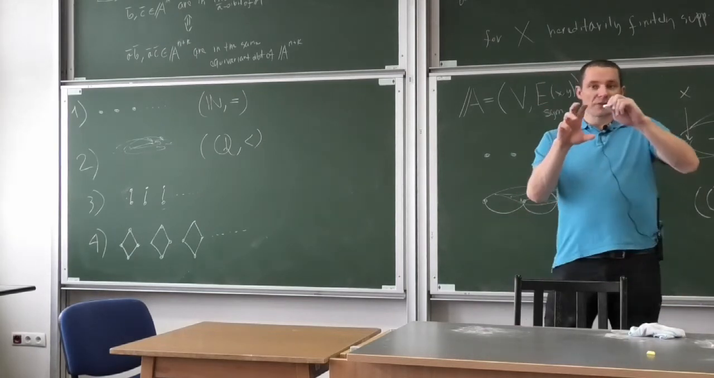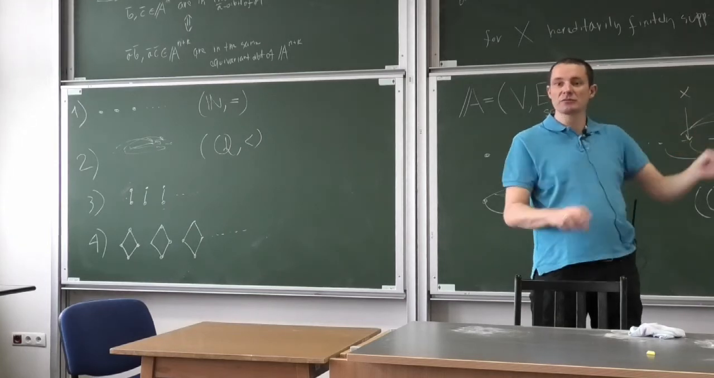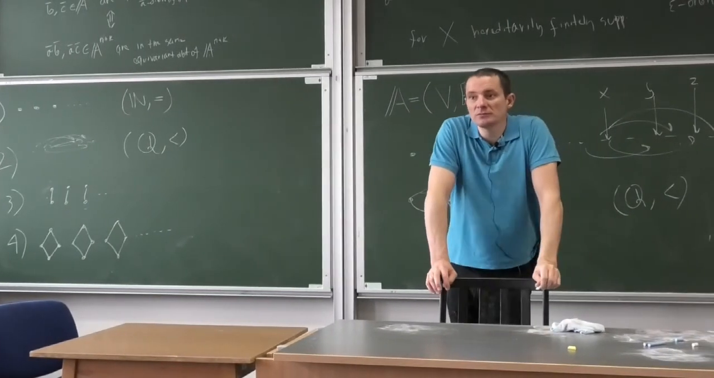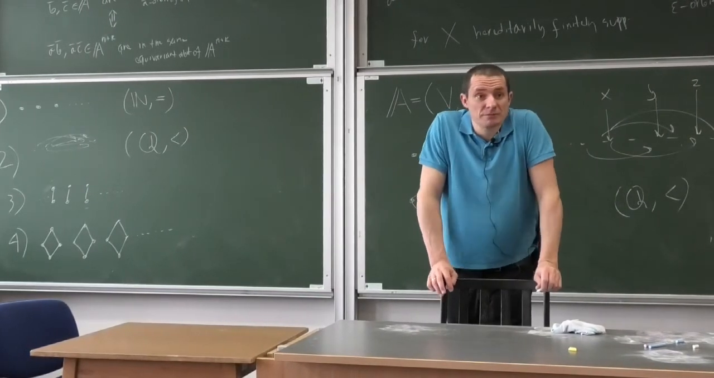What if I took a cycle of length 1 plus a cycle of length 2 plus a cycle of length 3 and so on? Would that be oligomorphic? No, because of the diameter argument, for example. Yes?